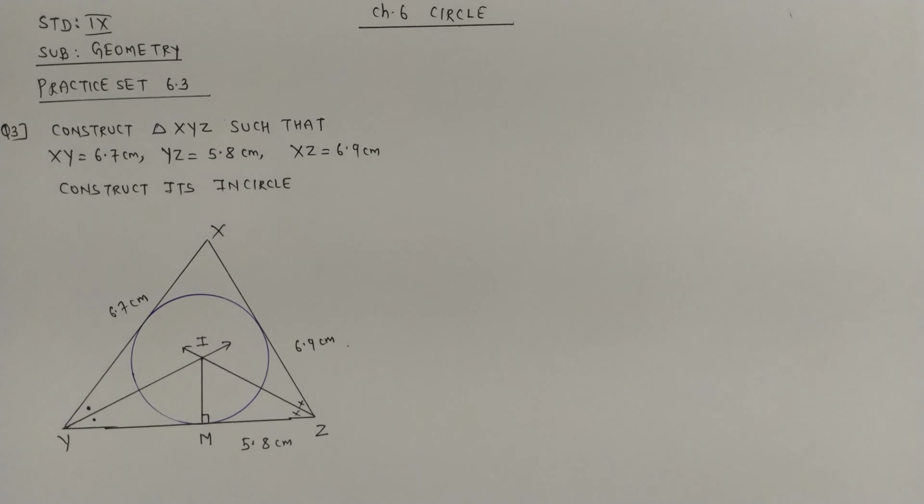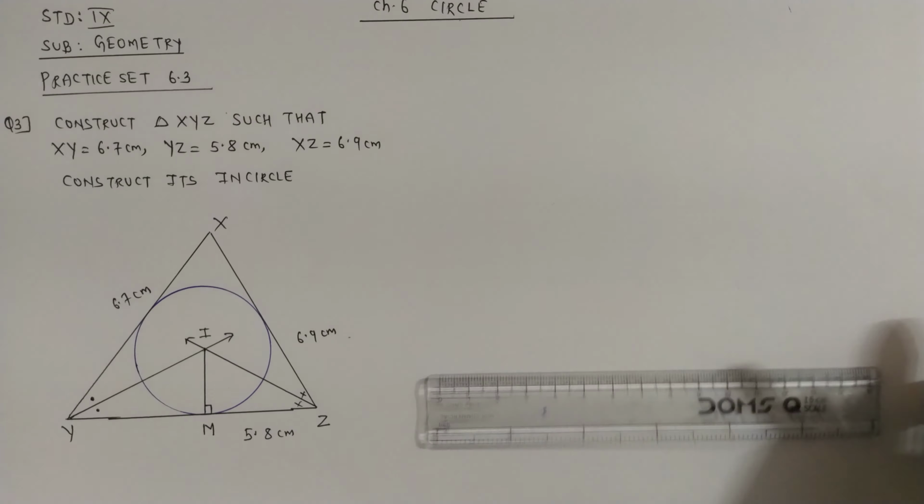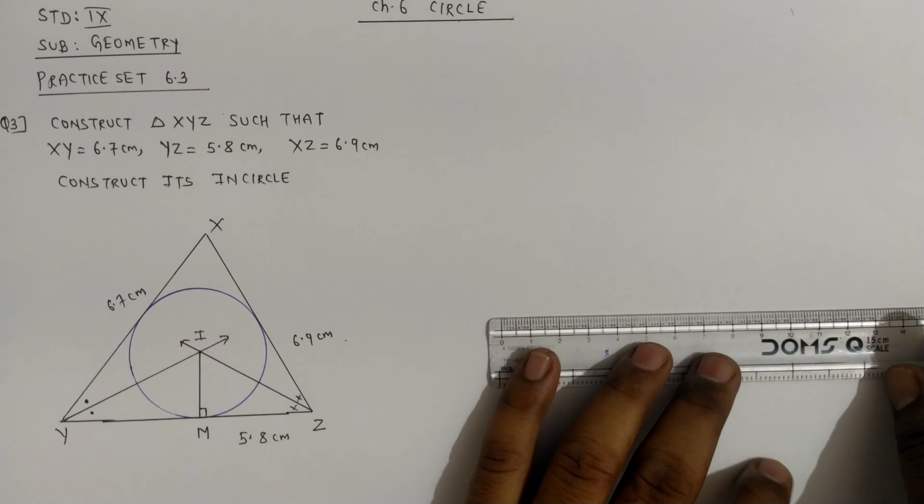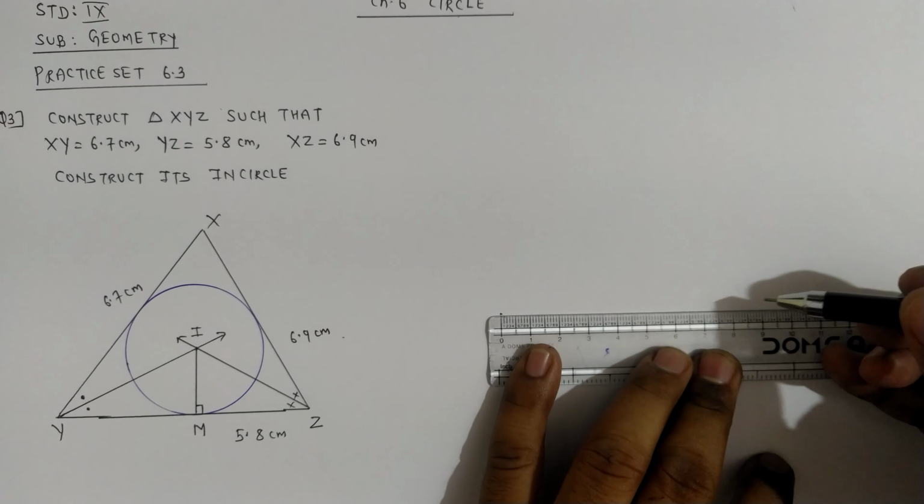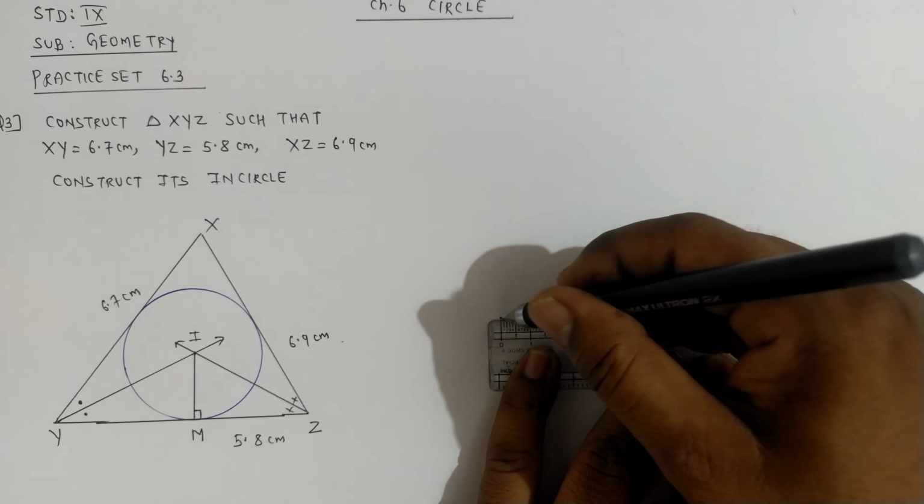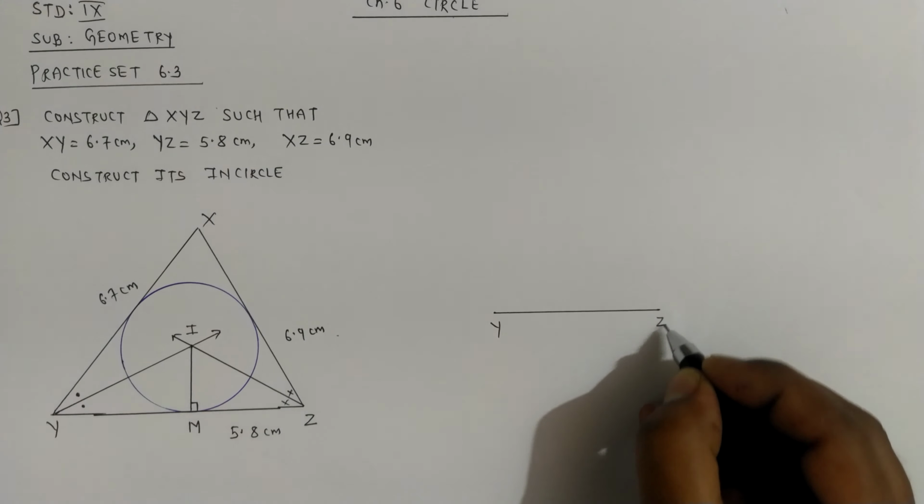Let us go for the actual construction. Now how do we do that? First we draw YZ, okay? Let us see YZ now. Base YZ we draw 5.8 cm, okay? YZ 5.8 cm.